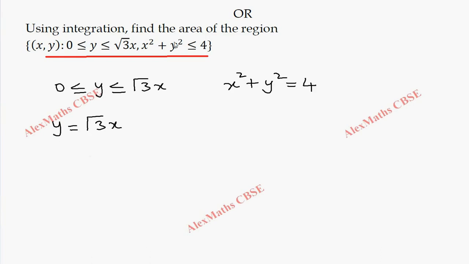Now this is a line, and if we plot it in the graph, we get a straight line passing through the origin, and when we compare this with the general form y equal to mx, the value of the slope is root 3. So the line is inclined at an angle of 60 degrees like this.